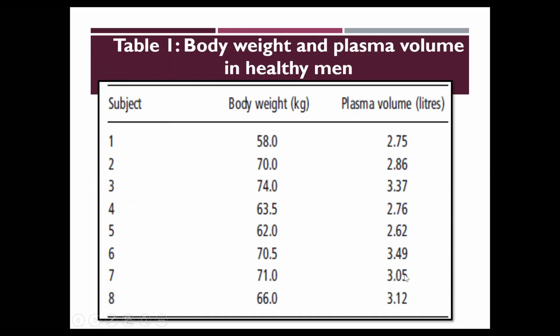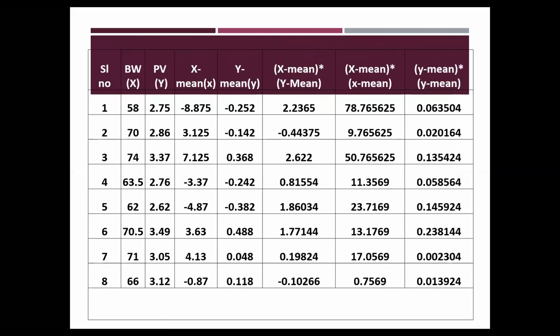That means as the body weight increases, the plasma volume increases, or we can say it the other way around also, since x and y are only the two variables. Suppose I take plasma volume as the independent variable, we can say that as plasma volume increases, the weight also increases.